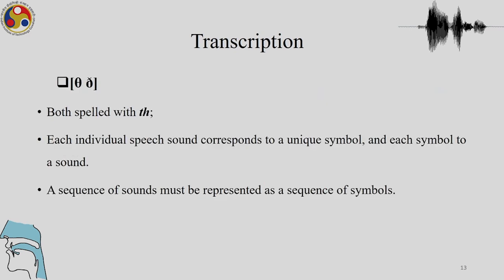And then we have others which are not used in the Roman alphabet. Like this one, which stands for the voiceless dental fricative, th, and this one, which stands for the voiced dental fricative. So each individual speech sound corresponds to a unique symbol, and each symbol to a sound. And a sequence of sounds must be represented as a sequence of symbols. So every word will be represented as a sequence of symbols.